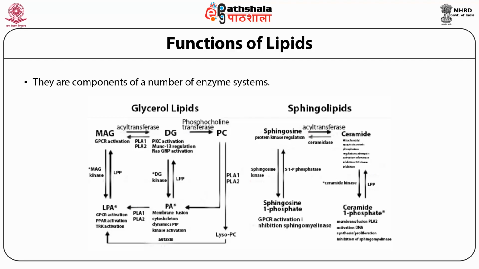Lipids are the components of acyltransferases, phosphocholine transferases, MAG kinases, diacylglycerol kinases, and also they are part of the enzyme system involved in sphingolipid biosynthesis. The interconversion of sphingosine to ceramide by acyltransferases and ceramidases also contains lipids. Sphingosine kinase, sphingosine 1-phosphatase, and ceramide kinase are some examples of enzymatic systems composed of lipids.